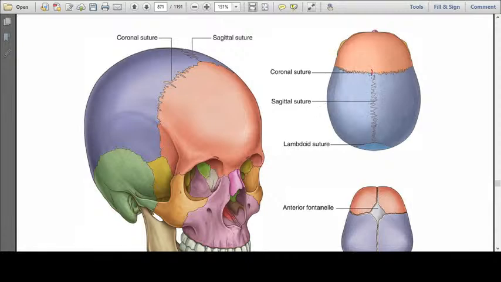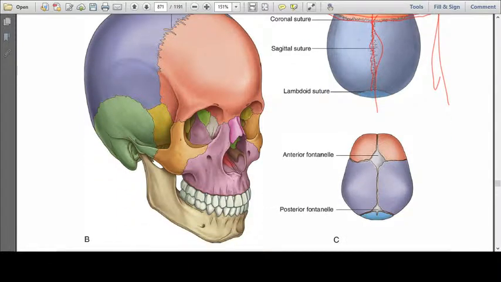So here we can see the sutures. This is sagittal suture. You might know the sagittal plane. Sagittal suture is present along the sagittal plane, so it's called sagittal suture. This is coronal suture for the same reason. It's along the coronal plane, so it's called coronal suture.